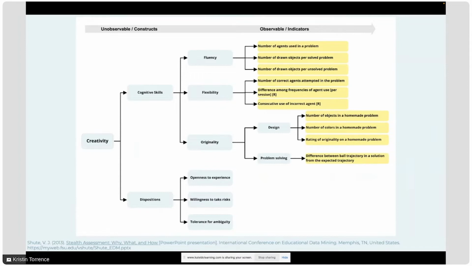So I wonder if this is a problem. We can only collect evidence for cognitive skills. Is this an issue for us? Let me know in the chat if the chat is active at all, if you think that this is a limitation of the model. Or type in the chat if you think that dispositions are really just a construct that we'll need to measure outside of the system.